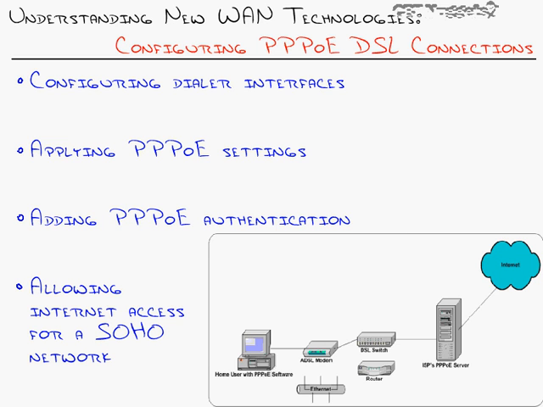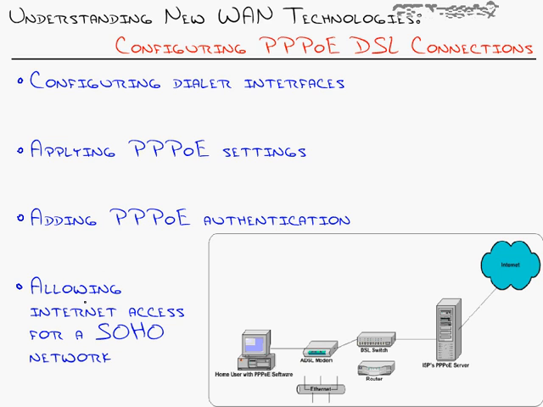I'm actually going to drive out to a different site that has a DSL PPP over Ethernet configuration and set up their modem, set up their DSL connection, going one step at a time. First off, configuring the dialer interfaces, applying the individual PPP over Ethernet settings and authentication, because most DSL providers won't allow you to get an IP address until you authenticate.